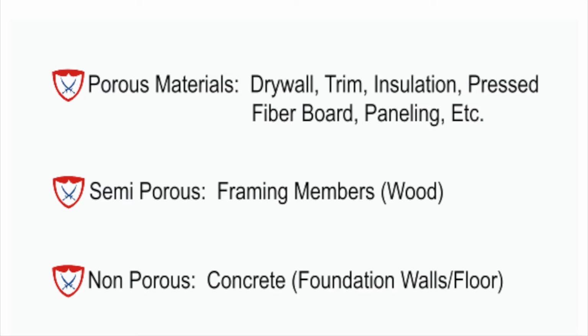When we walk into a place like this, the first thing we do is determine what types of materials are present. You've got porous materials like drywall, trim, insulation, carpeting, and carpet padding. Semi-porous materials would be wood framing members, because wood is a semi-porous product, and non-porous materials would be your concrete foundation walls and floor. The reason we define those materials is because we treat them differently during the remediation.